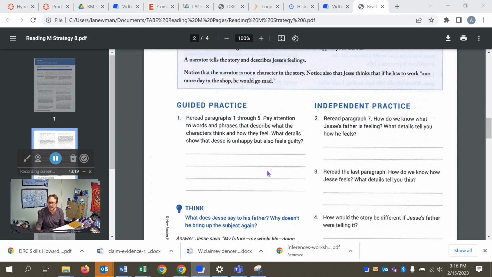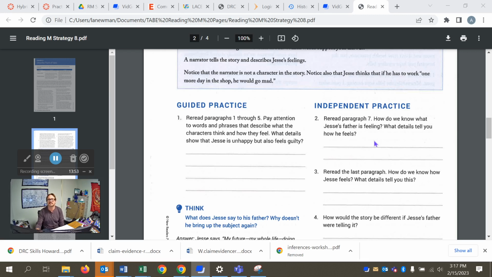Okay, reread paragraph 7. How do we know what Jesse's father is feeling? What details tell you how he feels? Okay, this is in third limited point of view. So we actually do not have access to Jesse's father's thoughts, but what we do have access to is what happens and what he says. So for one thing, he says, "For me, it's been my life." He's talking about the store.